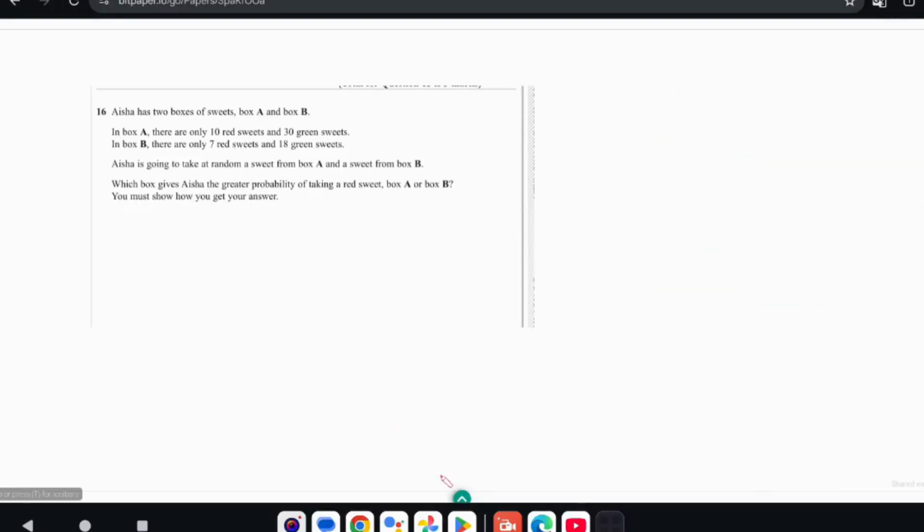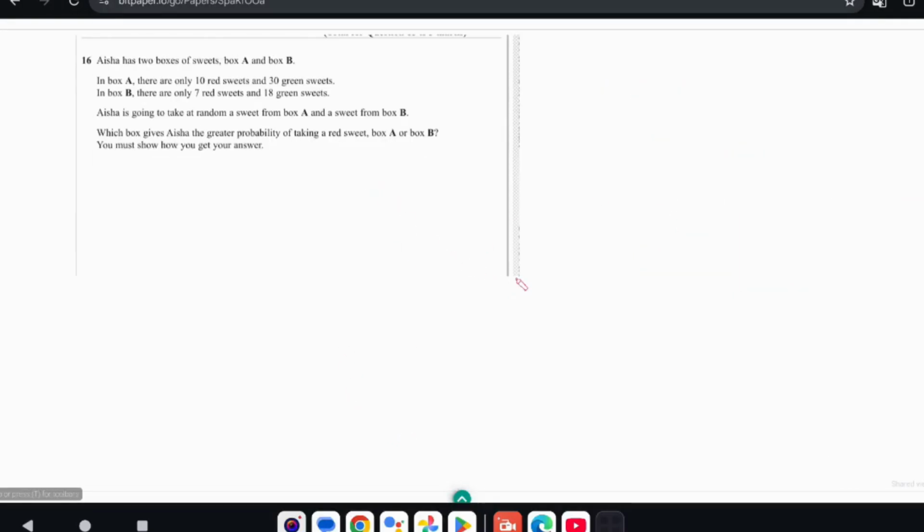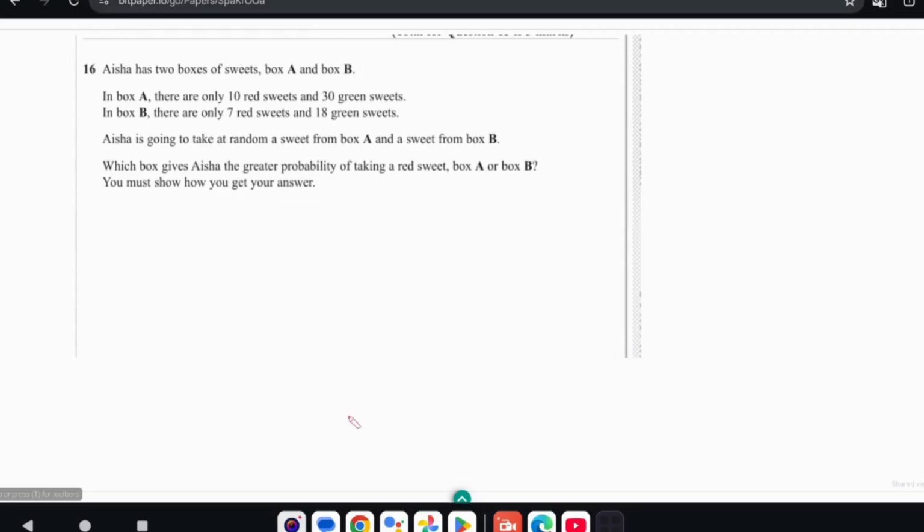Question 16. Alicia has 2 boxes of sweets, box A and box B. In box A, there are 10 red sweets and 30 green sweets. In box B, there are only 7 red sweets and 18 green sweets. Aisha is going to take at random a sweet from box A and a sweet from box B. Which box gives Aisha the greater probability of taking a red sweet, box A or box B?